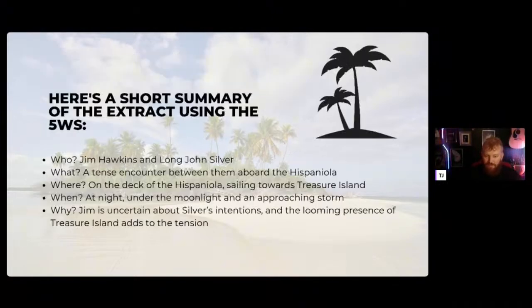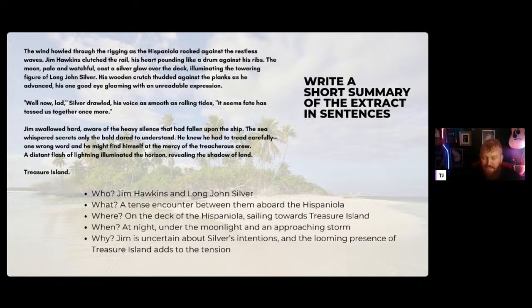Okay, right. So I've got here a short summary using the 5 W's. Who is obviously Jim Hawkins and Long John Silver. What is a tense encounter between them aboard the Hispaniola. Where, obviously on the Hispaniola, sailing towards Treasure Island. It's at night, it's under the moonlight, there's a storm approaching, that's for when. And then why, which is sometimes a little bit tricky, but it's the idea that Jim is uncertain about why Silver's there, basically. So his intentions and the looming presence of Treasure Island adds to that tension.